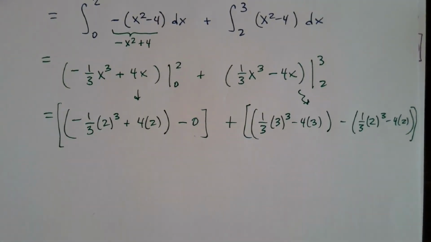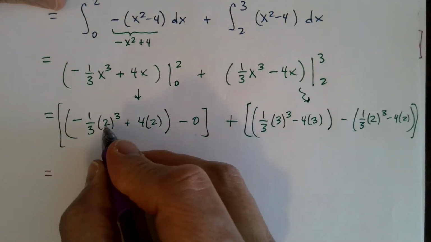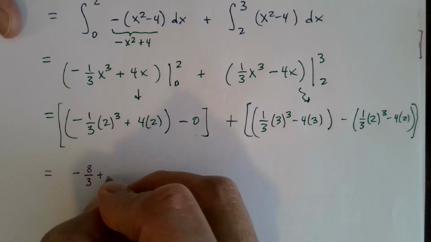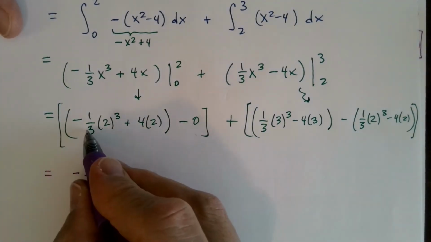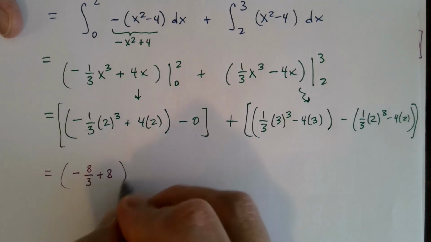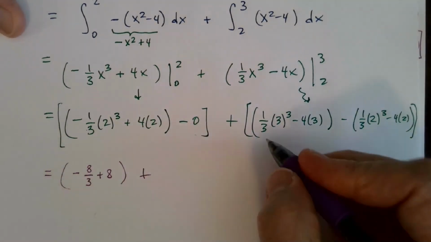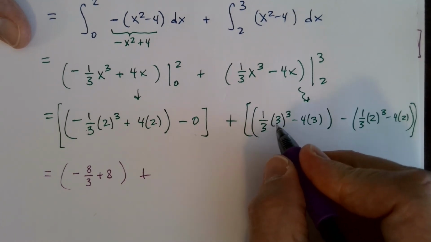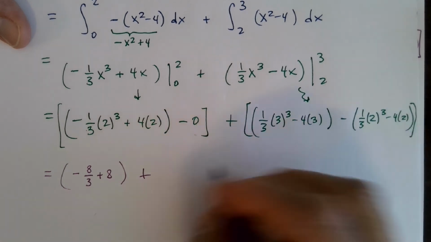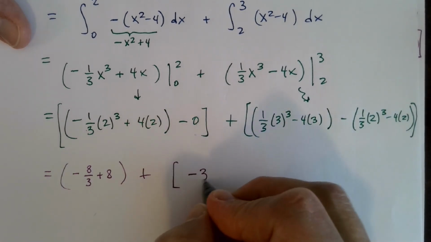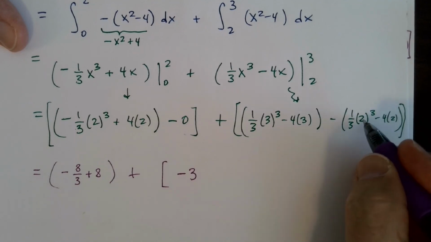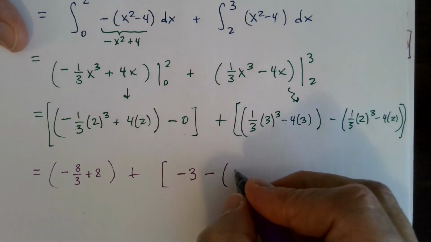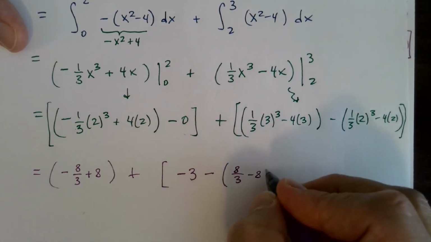A little calculation is involved in that. I get 2 cubed is 8. I get negative 8/3 plus 8. And then over here, minus 0, it's just 0. 1/3, one of the 3's cancel here. I get 3 squared is 9. Right, 9 minus 12. It's negative 3. And this is 1/3 of 2 cubed, that's 1/3 of 8 minus 8. So this is minus, be careful with the minus, 8/3 minus 8.